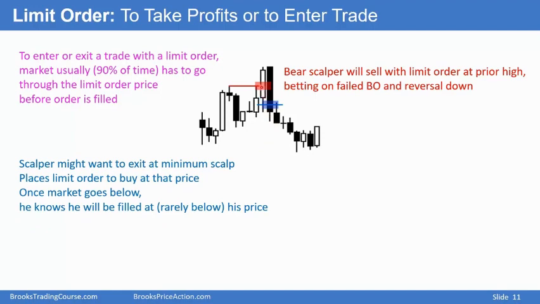The bear who sold at this high might be looking for a scalp. He'll place a limit order, the blue line, to get out at a scalp distance from his entry. He sold with a limit order, and he's looking to exit with a limit order. If the market falls below his limit order price, he'll get filled. If it simply falls exactly to his price but not below, 90% of the time he will not get filled. It usually has to go below his price to make sure his order is filled. If it does go below his price, he's guaranteed a fill.